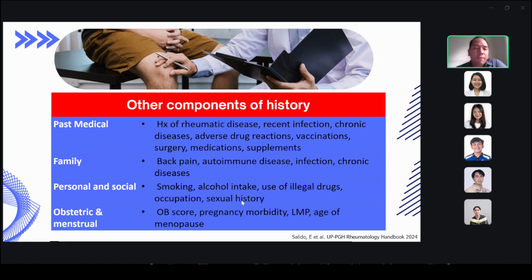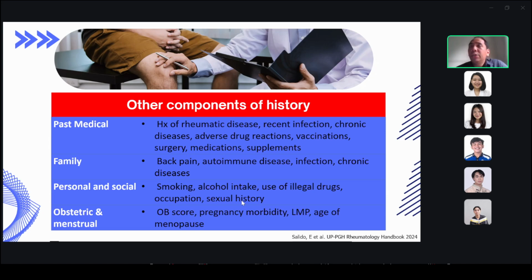And then the family history is also important because you have to know the heredofamilial diseases, like has anyone in your family ever had back pain, arthritis, lupus, or infections in the family, TB? High blood pressure, diabetes are included, which are common heredofamilial diseases. And then personal social history: do you smoke, ma'am, sir? Do you drink alcohol, do you use illegal drugs?